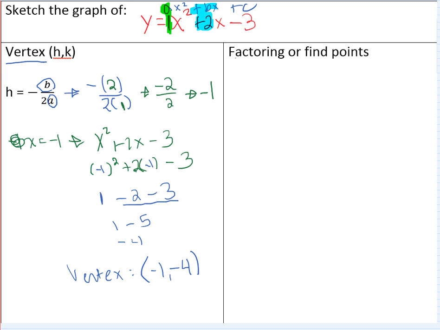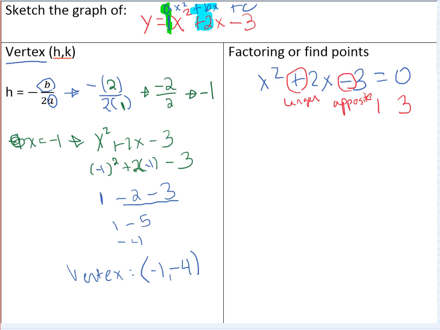Now, we're going to factor to find our roots. So x squared plus 2x minus 3, we're going to set that equal to 0. Okay, so now we find our factors of 3, which is 1 and 3. This tells me that they need to be opposite, and the larger factor needs to be positive. Okay, so the larger factor needs to be positive and opposite.